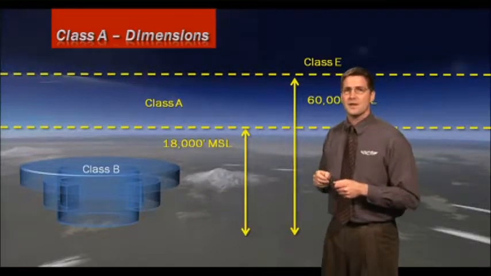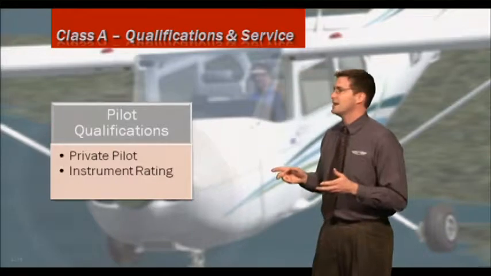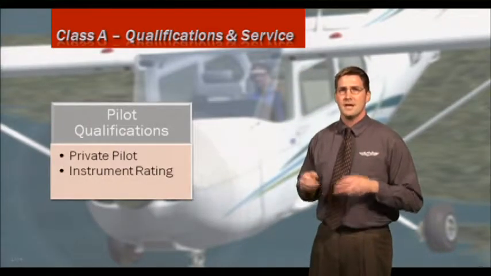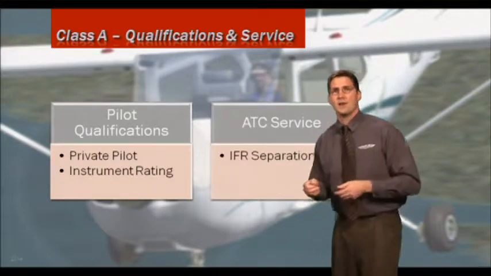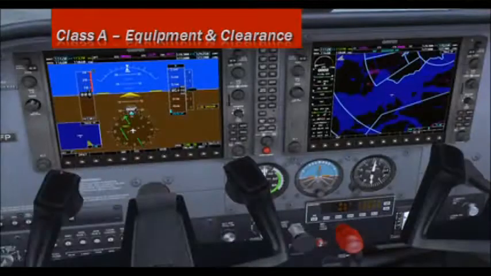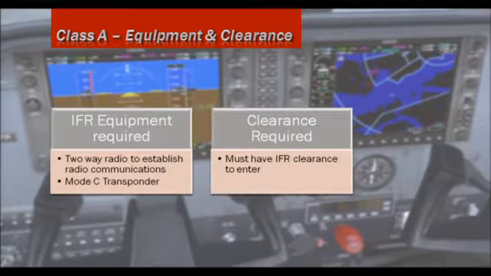Now here are the pilot qualifications. First of all, the minimum pilot qualification to operate in Class A airspace is a private pilot certificate with an instrument rating. Now ATC separates all aircraft operating in Class A airspace. And here are the equipment and clearance requirements for an aircraft operating in Class A airspace. An aircraft must be equipped for IFR flight and must have two-way radios and an operating transponder with Mode C capability to fly in Class A airspace. And you must also have an IFR clearance to enter Class A airspace.